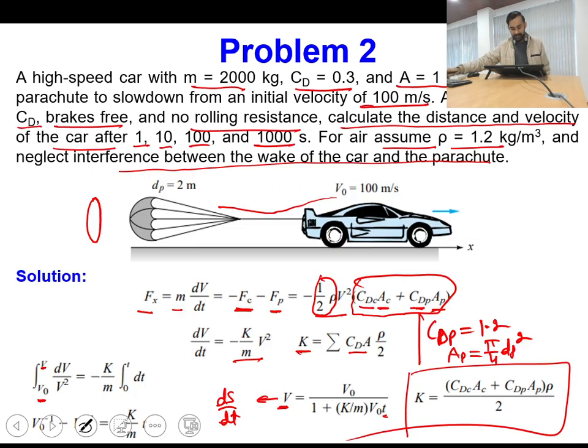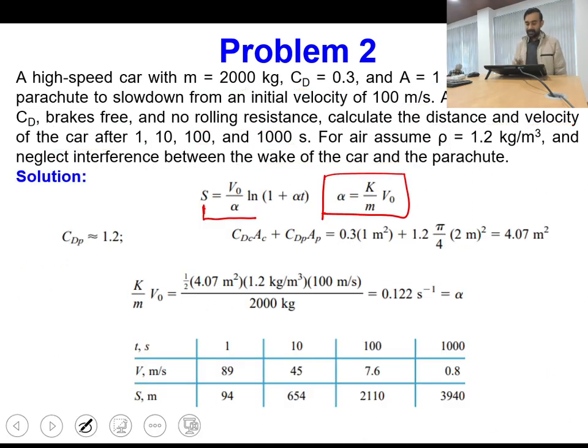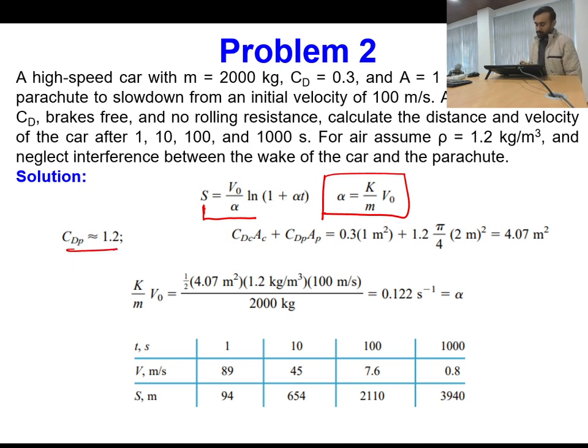But how have we done this? We have written ds by dt, and once again we have integrated this equation, and this K by M into V naught we had written as alpha, and if we integrate this, then this will be my expression for S. So now CD for the parachute is 1.2, and I need to simply substitute these values over here to calculate K. So this is the value of K, 4.07 meters squared, and K by M into V naught, that is my alpha, is 0.122 per second.